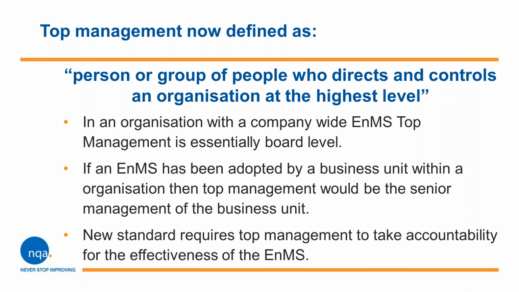So top management is now defined as the person or group of people who direct and control an organisation at the highest level. That's what the standard says. It's the same across all the other standards. So in an organisation with a company-wide ENMS, top management's really the board. If, for example, the energy management system has only been employed at, say, one location within a group of companies, top management would be the top manager, the senior person within that one business unit.